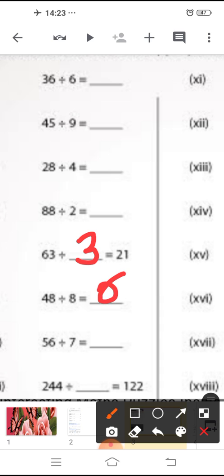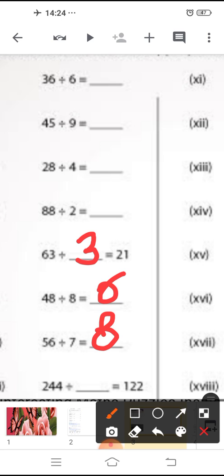Okay. Now 56 divided by 7. 7 ones are 7, 7 twos are 14, 7 threes are 21, 7 fours are 28, 7 fives are 35, 7 sixes are 42, 7 sevens are 49, 7 eights are 56. So your answer should be A.